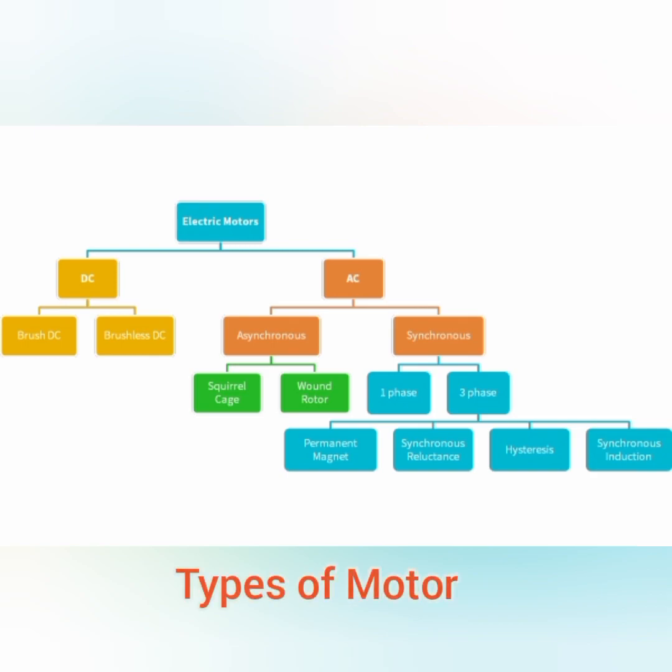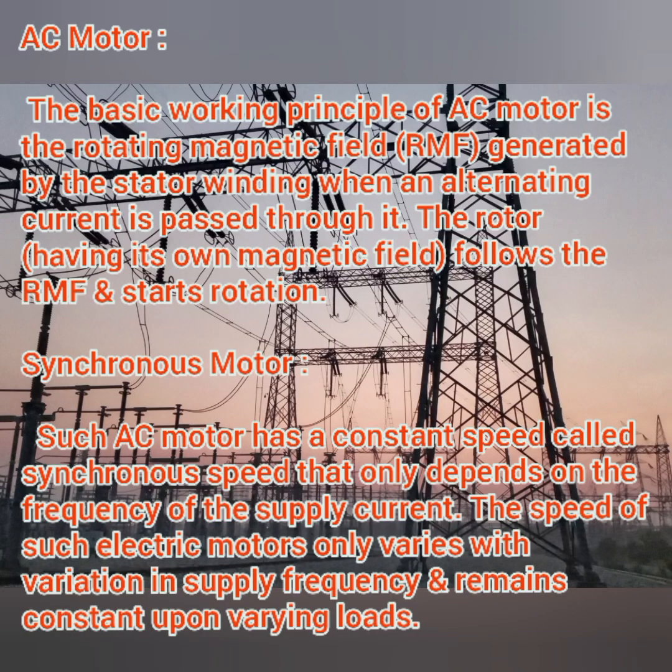Next we will see the basic working principle of each motor. First, the AC motor. The basic working principle is that a rotating magnetic field is generated by the stator winding when an alternating current is passed through it. The rotor, which has its own magnetic field, follows the RMF and starts rotating. So this is the working principle of the AC motor.